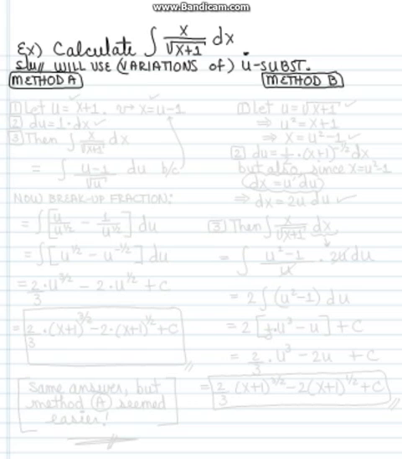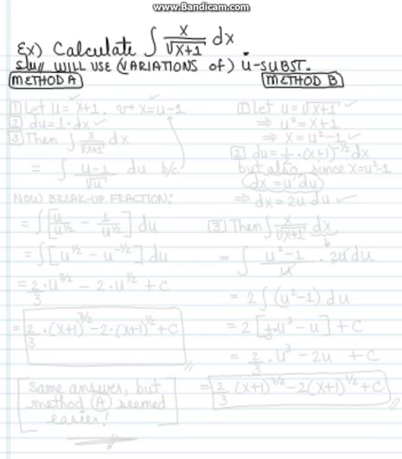Here we're asked to integrate the function x over the square root of x plus 1 dx. And we're going to do it two ways. We're going to use variations of the u substitution. Method A would probably be the easier way. Method B works. It just takes a little more time.